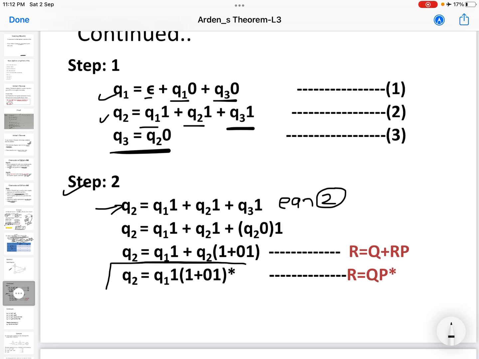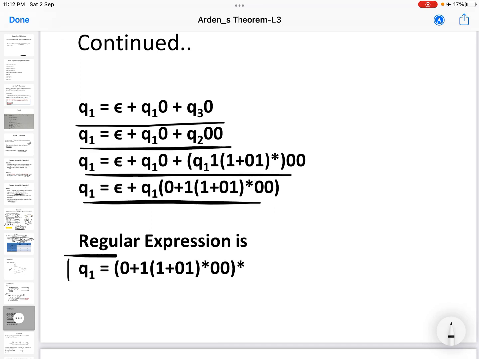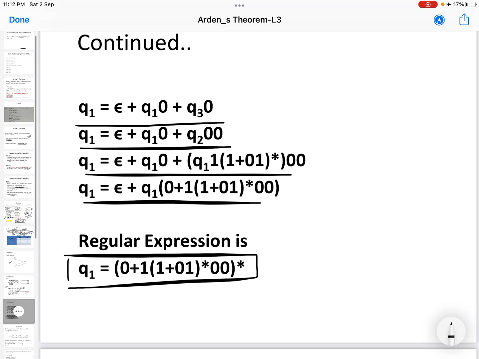From equation number 2 you will get this. Now this 2 you will be putting in 1. See, you got this. Q1 is the final state. So you get the regular expression as this.